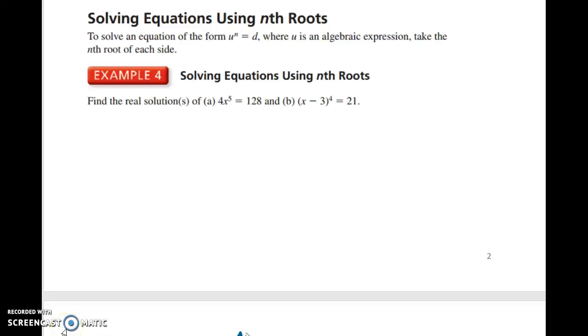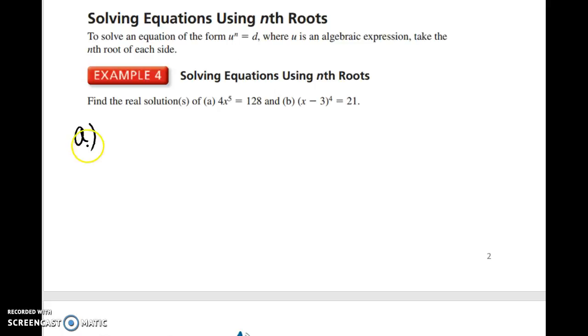Look at example 4 in your notes packet. We're going to solve equations using the nth root. So now if we have some function like u that involves x, like an algebraic expression, and it's to the nth power, we can take the nth root of each side and solve for x.